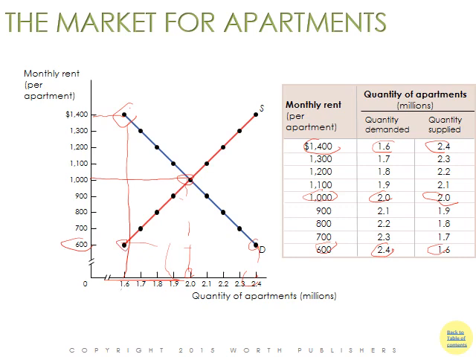So you can see that if market forces are operating, if the price is above $1,000, say 1,200, the quantity demanded is going to be less than the quantity supplied. So you're going to have this surplus at a price of $1,200. If the price is below $1,000, say 800, here the quantity demanded is going to be more than the quantity supplied. So you're going to have what's known as a shortage.